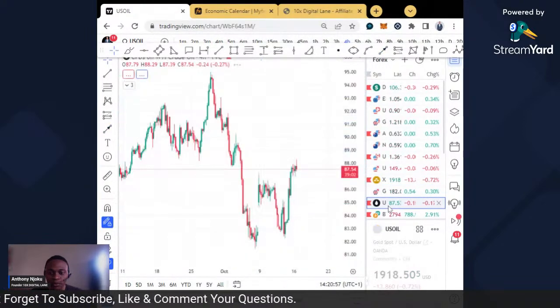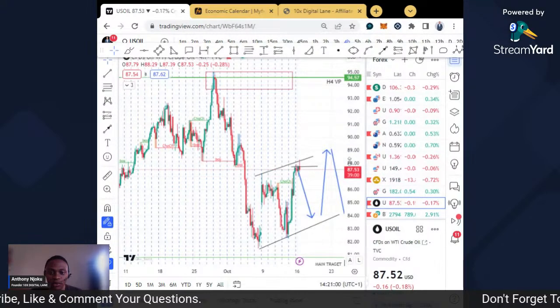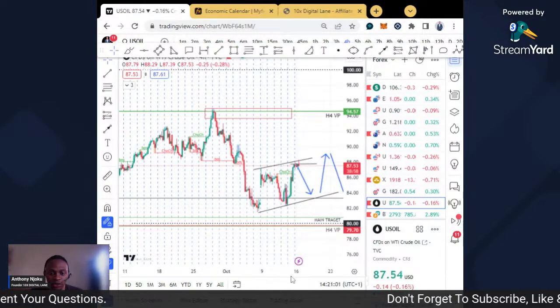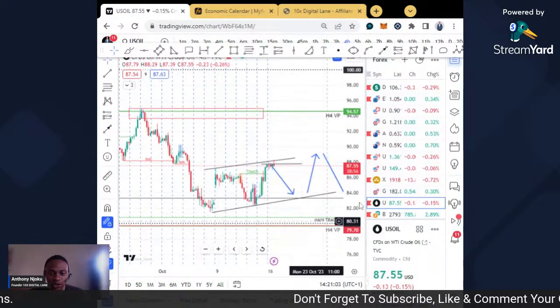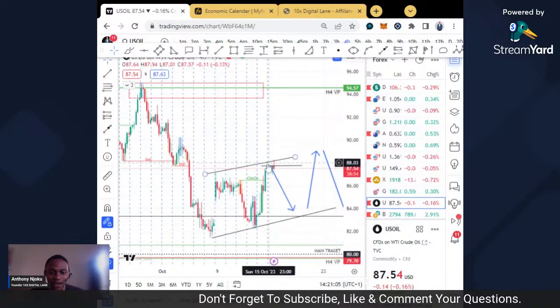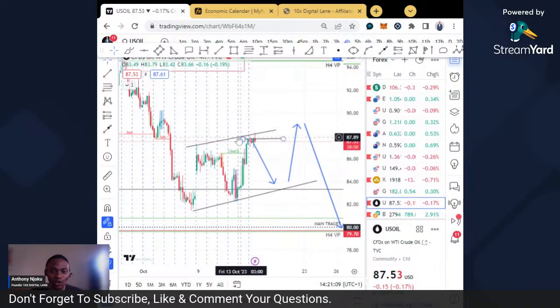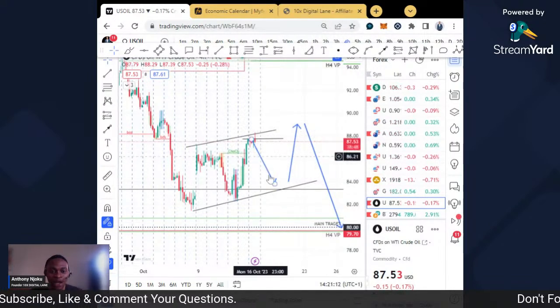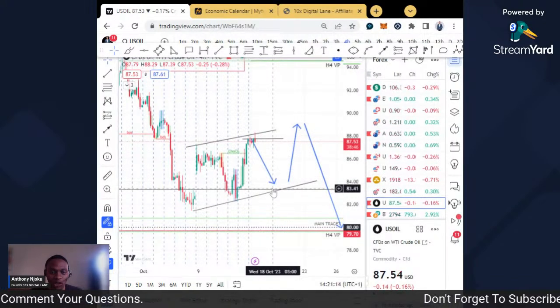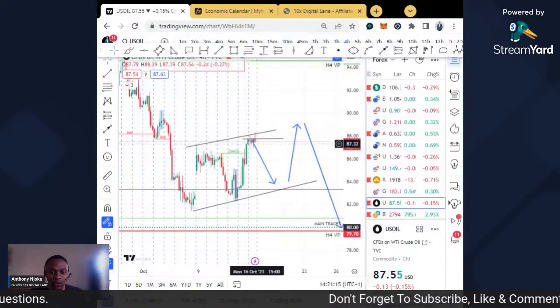Then for US oil, this is more of the structure we see on US oil. We expect US oil to exactly take these highs out. After these highs are taken out, it will have to respect this channel, and then we expect a fall on US oil. Okay, so this fall could be more of a corrective structure.